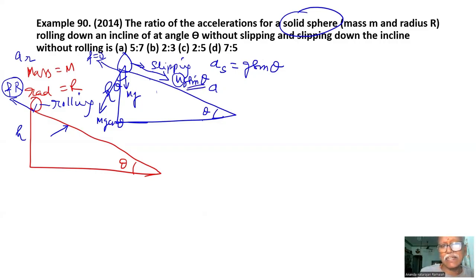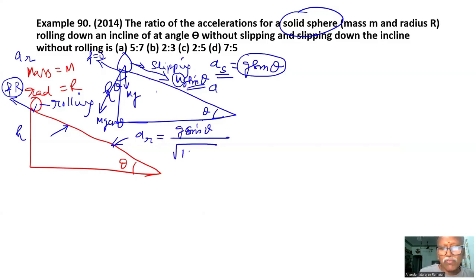That's why this is the acceleration. Therefore, it is slipping down, and for that the acceleration is g sin theta. That's all. For a slipping system, the acceleration A is equal to g sin theta. But if it is rotating, then we have to find the acceleration. For that, in this case, A rolling, the formula is g sin theta divided by 1 plus k square divided by r square.